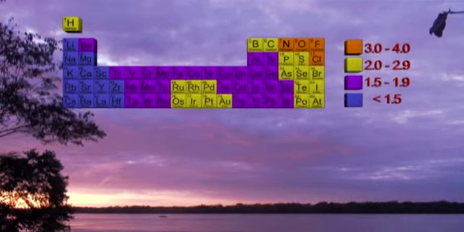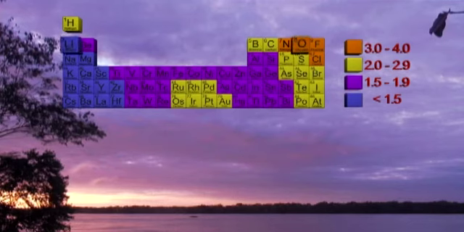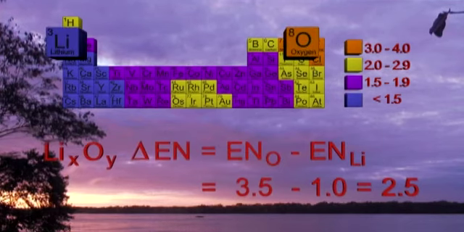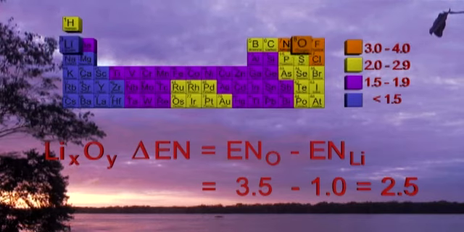If two atoms are combined with electronegativity differences greater than 2.1, we can even predict their final empirical formula, the simplest ratio these elements will combine. For example, what will the formula be if lithium and oxygen combine? First, the difference of electronegativity values is greater than 2.1, 2.5. Thus, an ionic bond will form.